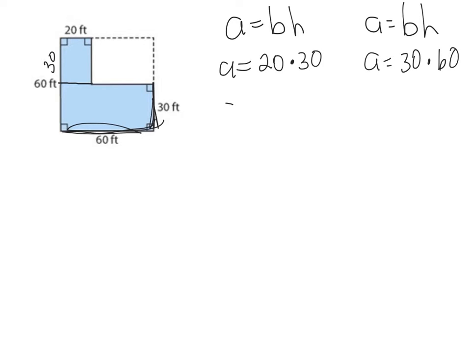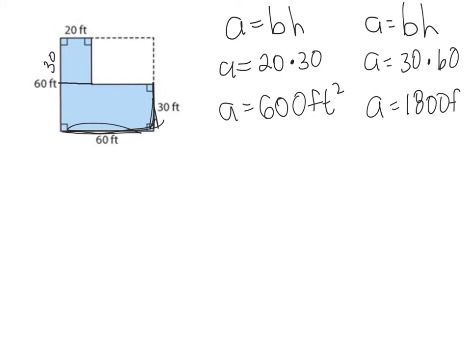Okay? So area equals 20 times 30. This is an easy multiply. You just multiply 2 times 3 and add 2 zeros to it. So 600, and that would be feet squared. And this area is the same thing. Multiply the two numbers above 0 and add 2 zeros to it. So 3 times 6 is 18, and 2 zeros, 1800 feet squared.